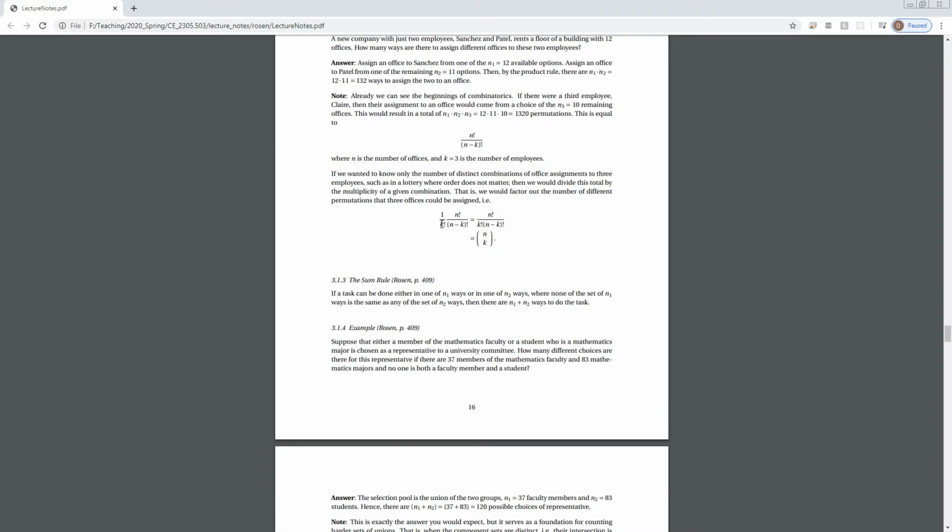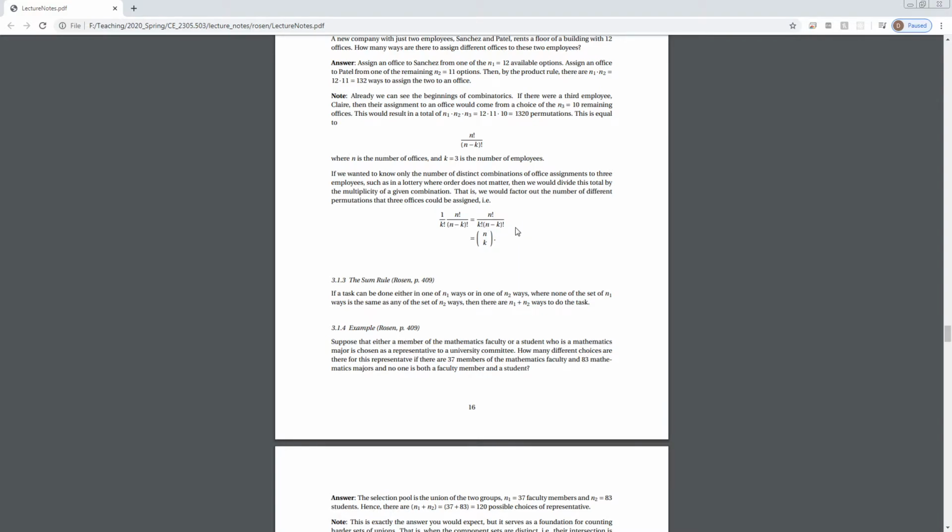So if offices 101, 102, and 103 are all taken, and we only care which ones are remaining, then we don't care who sits in office 101, 102, or 103, whether it's Claire, Patel, or Sanchez. We just care that those offices are taken. And so there's k factorial permutations or rearrangements, or reassignments of those same 3 offices to the same 3 people. So we divide that out, and we get a very familiar formula. We get n choose k. We get n factorial over k factorial times n minus k factorial.